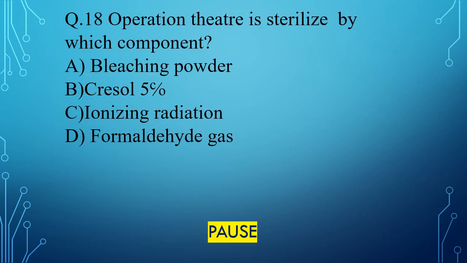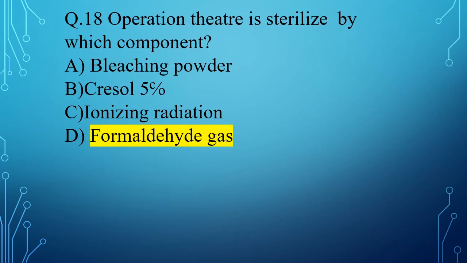Question 18. The operation theatre is sterilized by which agent? Option A, bleaching powder. Option B, Cresol 5%. Option C, ionizing radiation. And option D, formaldehyde gas. And the right answer is formaldehyde gas. In hospitals, many operation theatres are sterilized by formaldehyde gas. It is a most important MCQ.